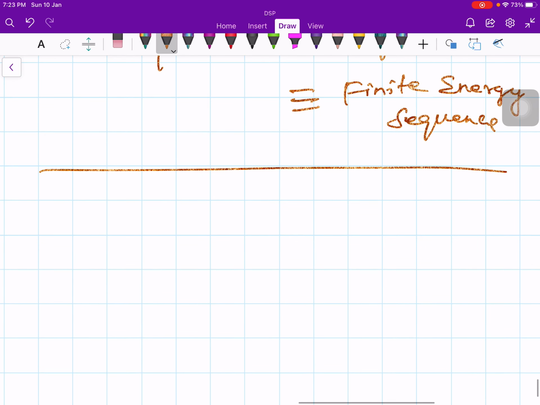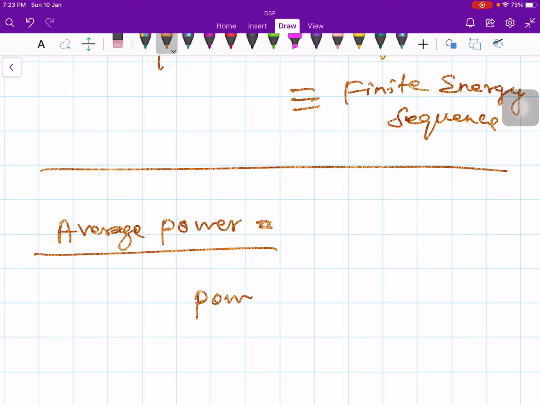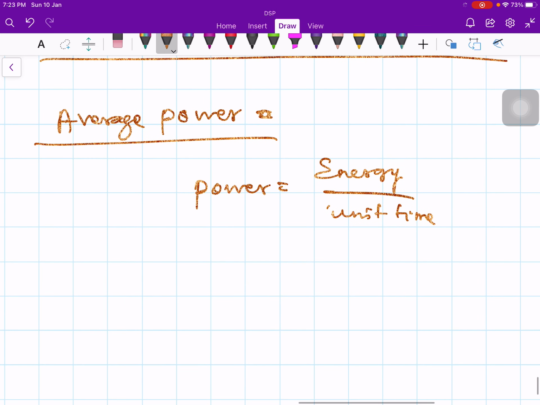Okay, and then we'll talk about average power. So we have defined what is energy, and power is energy per unit time. Okay, so in similarity, what is power? Let me put average power. So this average power is equal to energy per unit time. In similarity with that, what we do is we find out the energy over a certain length.